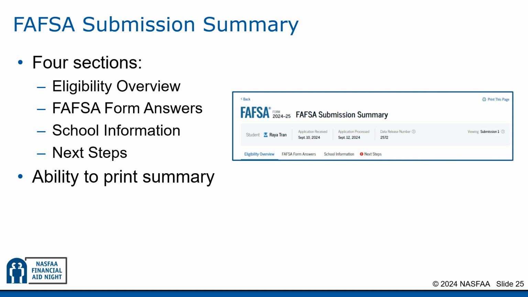In studentaid.gov, students will be able to view their FAFSA submission summary. From this screen, they'll be able to get an eligibility overview of the potential federal aid that they may be eligible for. They'll be able to see the answers that they put into different questions on that FAFSA form. They'll have the school information for schools that they put on that FAFSA as well. And then finally, a next steps tab to show what students can do now that they've completed the FAFSA and sent that information off to schools. In the top right here, there also is the option to print this page to view the FAFSA submission summary in paper form.